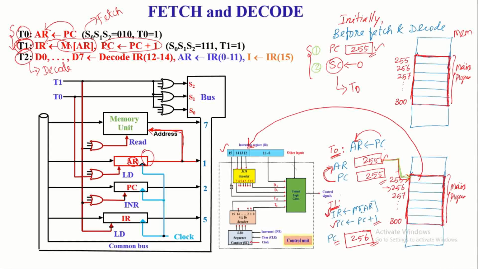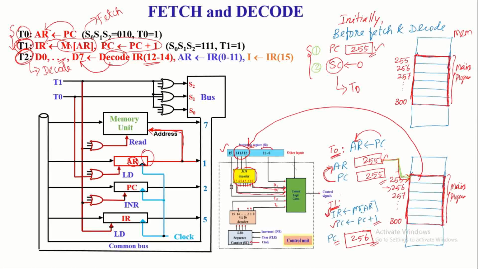Now during the timing signal T2, it has to be decoded. How does it have to be decoded? Bits 12 to 14 of the instruction register have to be decoded using the 3 by 8 decoder. Once it is decoded, it will generate the output lines D0 up to D7. Any one of the output lines among D0 to D7 will be active.